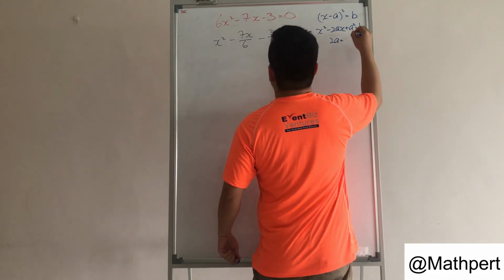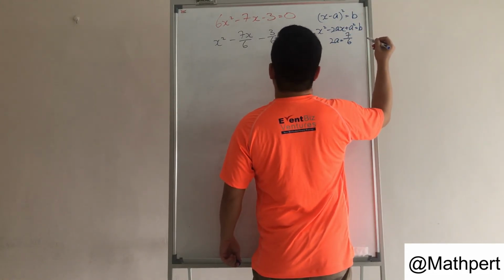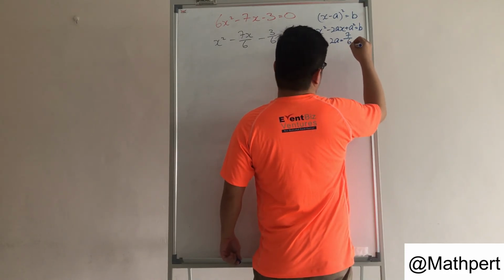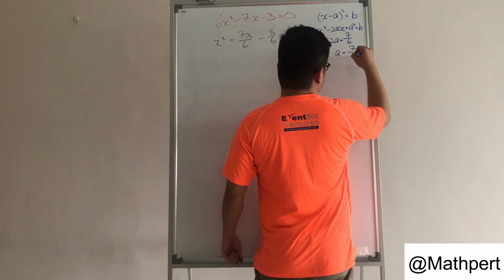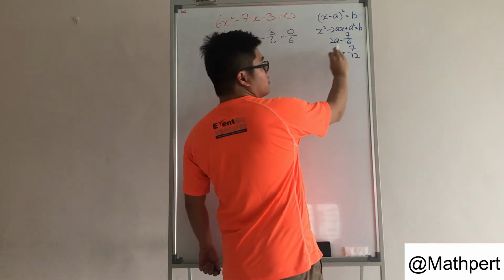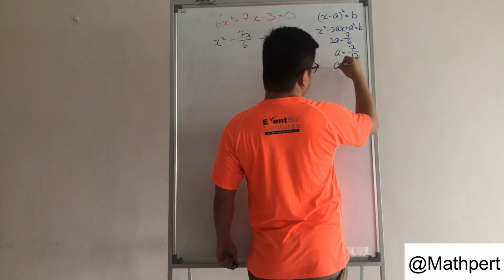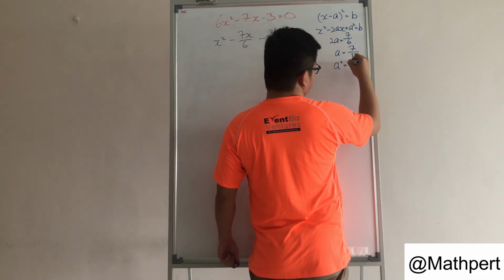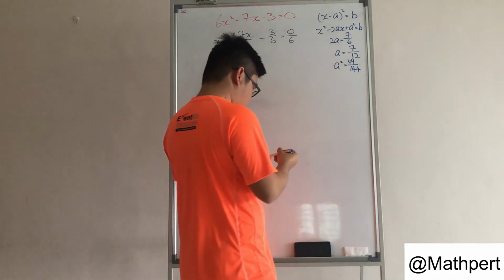So, 2a equals 7/6. A equals 7/12. 2 multiply 6 is 12. So a squared will be 49/144.